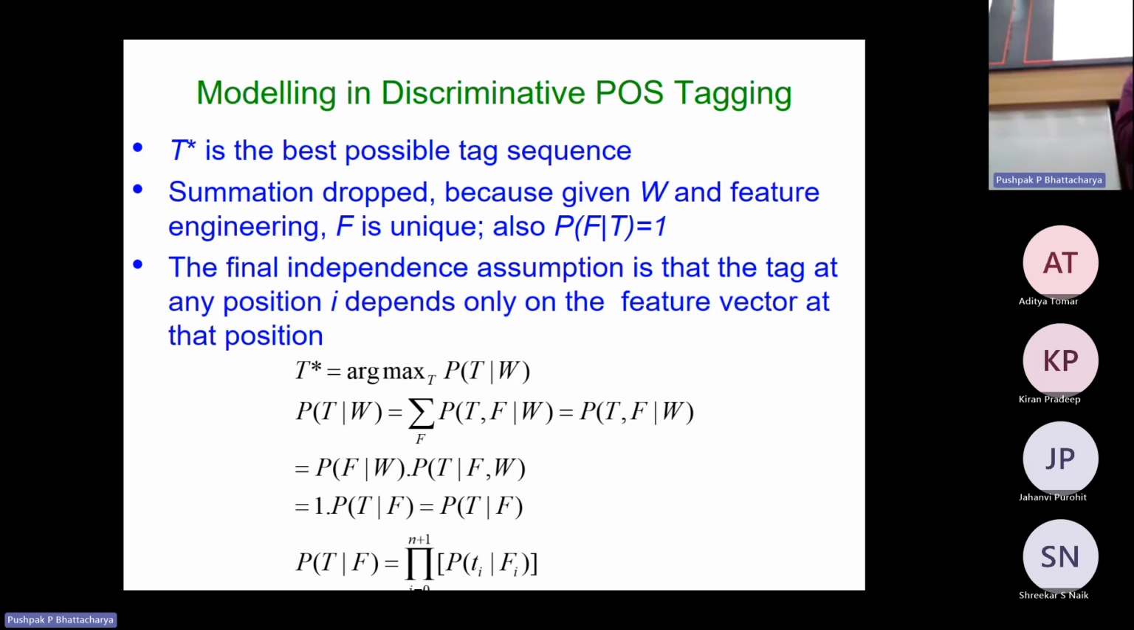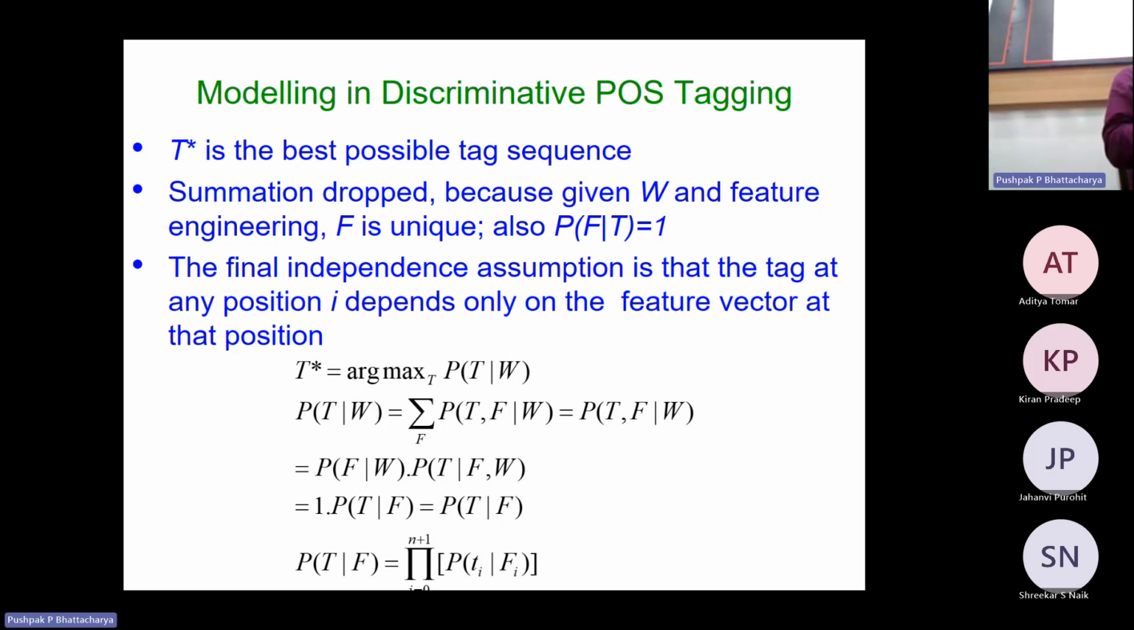Why is it so? The summation dropped because, given the words and feature engineering, F is unique. Given the words, and once you have decided what features you will work with, there is no ambiguity with respect to the feature vector at each position. So you will get a unique vector of feature vectors, and therefore the summation doesn't make any sense. It will be only one feature vector for the word.